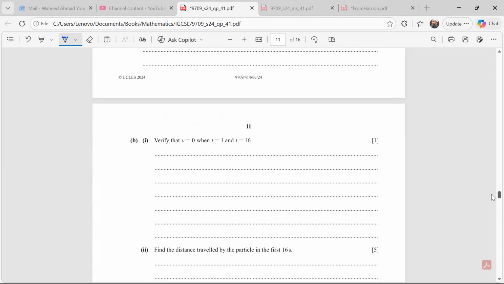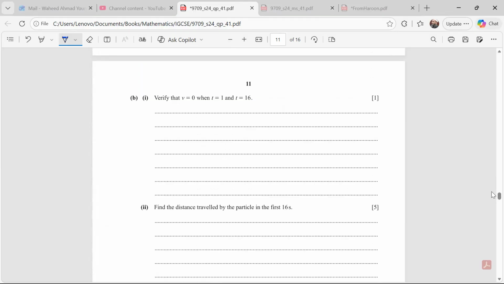So k is known as 10, right? From the first part's answer, we know that the velocity is given by 10 under the root t minus 2t minus 8, right? Now we have to show that the velocity is 0 when t is 1 and t is 16. When t is equal to 1, what's the velocity? It is 10, 1 under root is 1. 10 minus 2 times 1 is 2, minus 8. 10 minus 2 minus 8, this is 0. Yes, so it is verified.